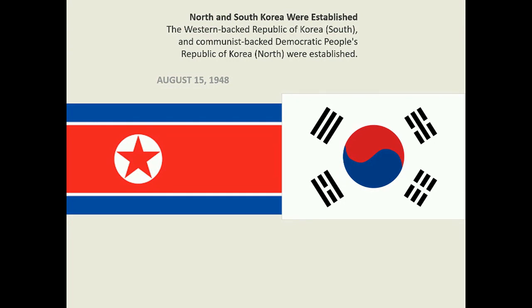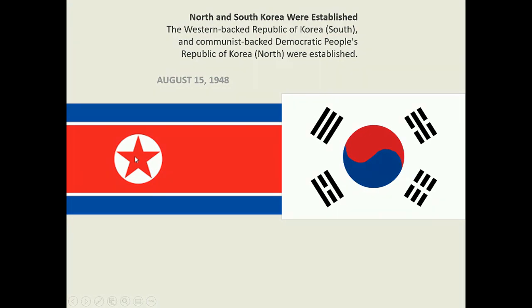North and South Korea were established, the Western-backed Republic of Korea and the Communist-backed Democratic People's Republic of Korea, on August 15th, 1948. The South Korean flag, and of course the North Korean flag.